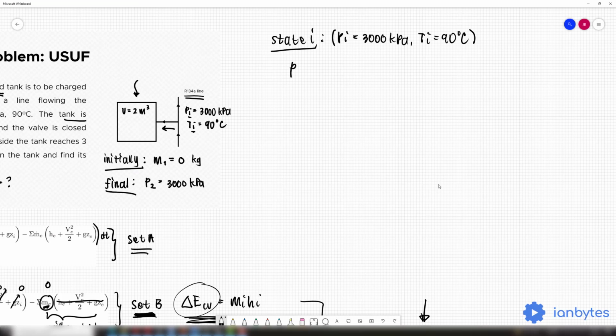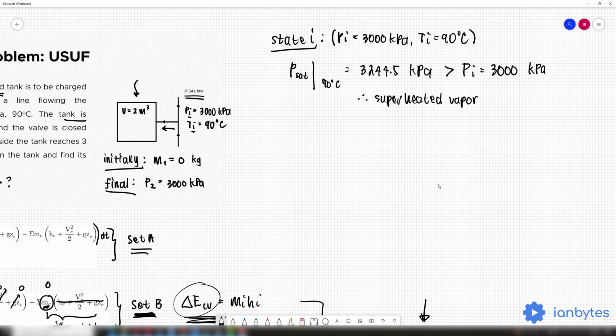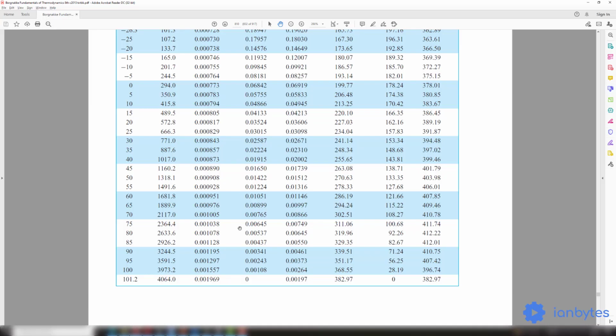At makikita natin na sa temperature na 90 degrees Celsius, ang kanyang saturation pressure ay 3,244.5 kilopascals. This saturation pressure is definitely larger than our actual pressure, which is 3,000 kilopascals, which means that our working fluid is superheated vapor. So let us just put that on record. The saturation pressure at 90 degrees Celsius is 3,244.5 kilopascals, and this saturation pressure is larger than your actual pressure P1, that is just equal to 3,000 kilopascals. Again, kapag ang ating saturation pressure ay mas malaki sa ating actual pressure, we have superheated vapor. Or in other words, kapag yung ating actual pressure ay mas maliit sa ating saturation pressure, we have superheated vapor, which means that we have to consult our superheated tables.